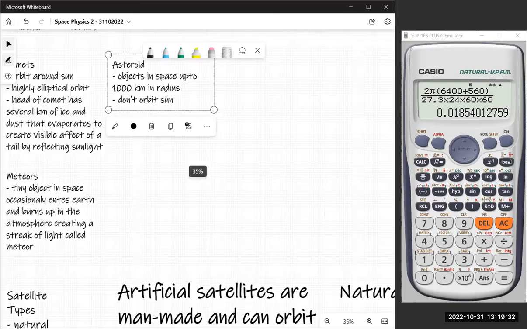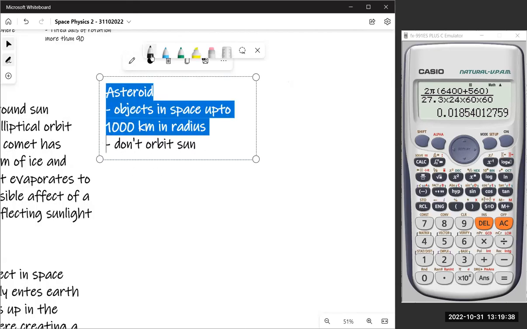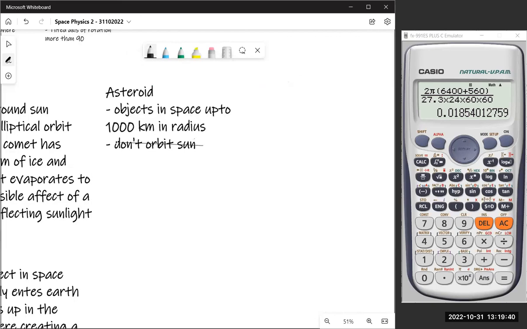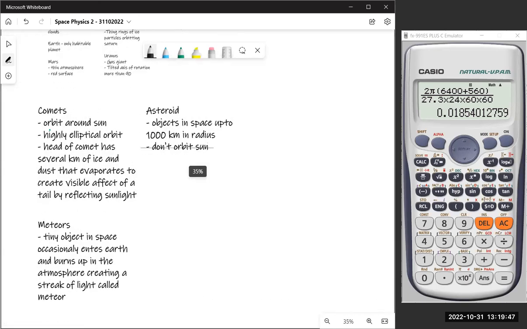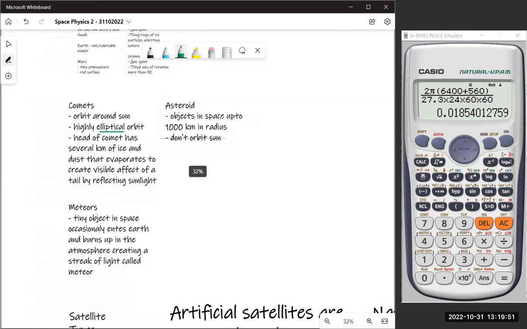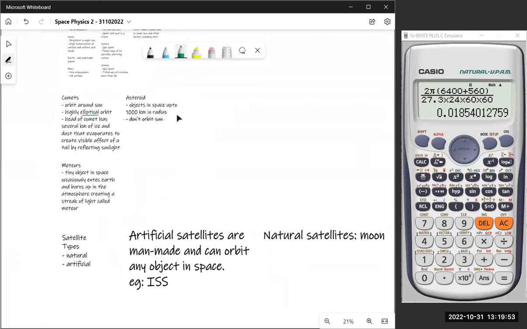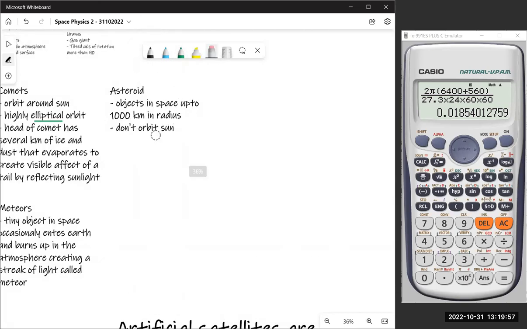Now please cut this part out, the last one. Asteroids don't orbit the sun. Remove that line, because they actually do orbit the sun. But their orbit is not elliptical. The comet is elliptical. These guys don't have an elliptical orbit. Instead of this, don't orbit the sun, right this part.